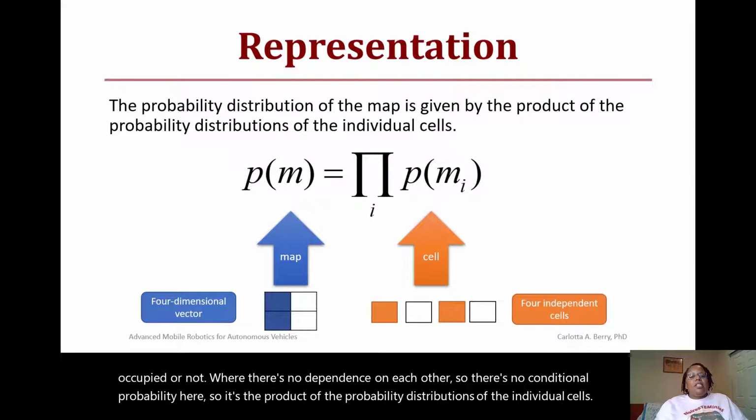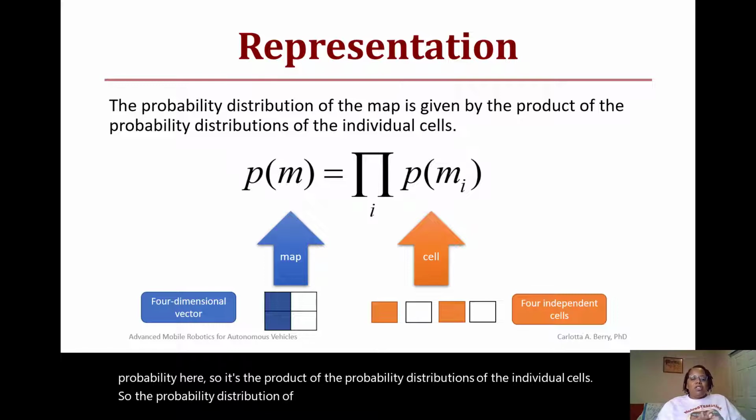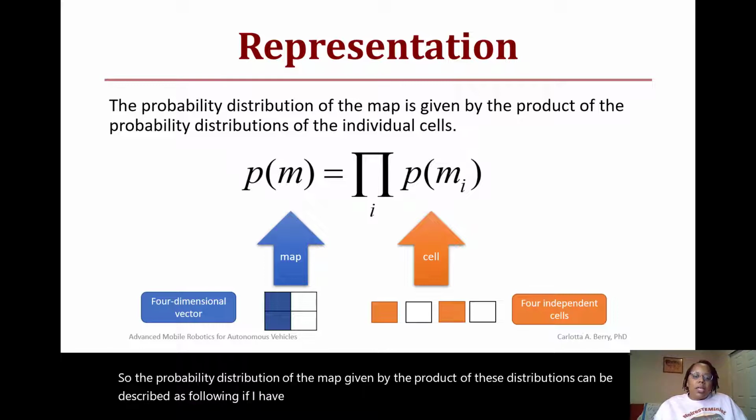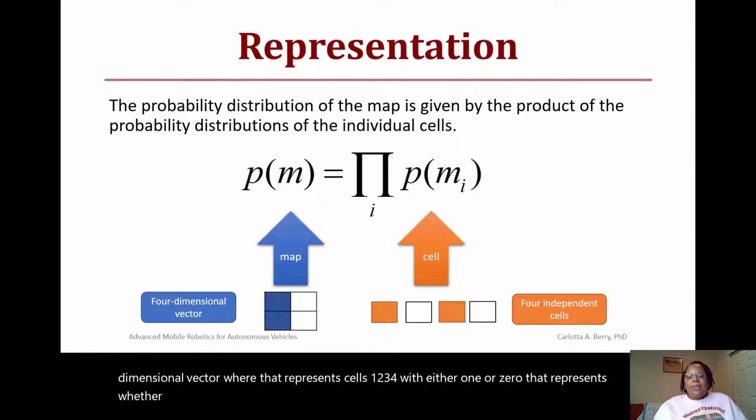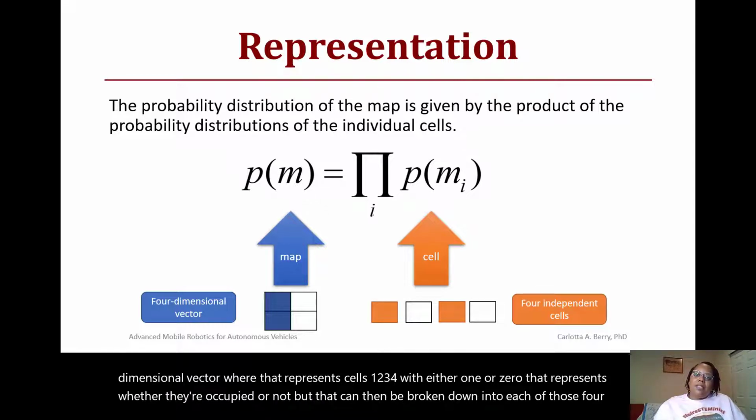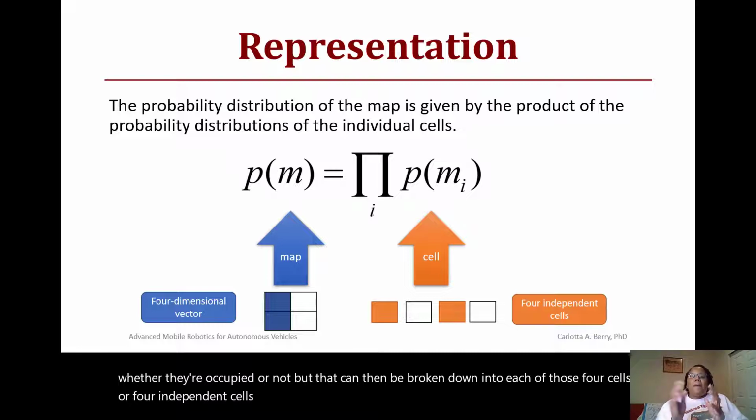So the probability distribution of the map given by the product of these distributions can be described as follows. If I have a 2 by 2 world shown here, I can represent that as a 4-dimensional vector which represents cells 1, 2, 3, 4 with either a 1 or 0 that represents whether they're occupied or not. But that can then be broken down into each of those 4 independent cells with the probability of each multiplied together to get the overall probability for the map.